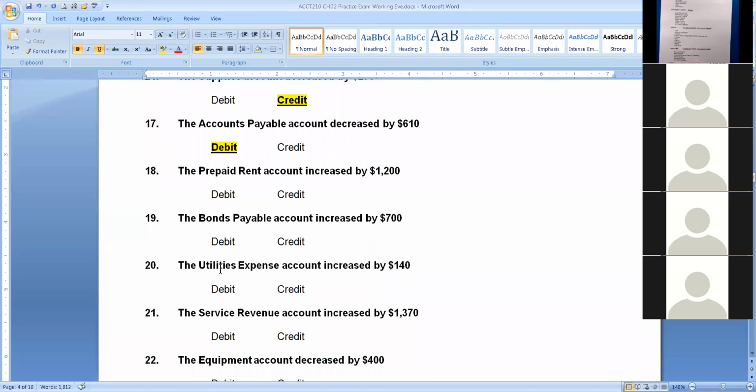Prepaid rent account increased by 1,200. What kind of account is prepaid rent? Could be an asset. So prepaid rent account, this is when we pay rent ahead of time. So prepaid rent, if it increased, would it be debit or credit?